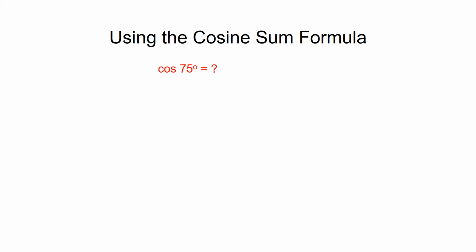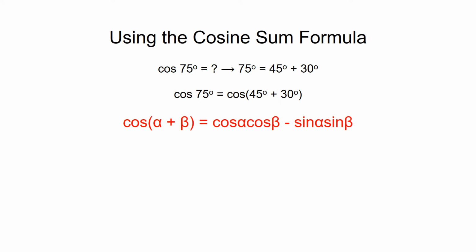We can use these formulas to solve many problems. For example, let's say we would like to determine the cosine of 75 degrees. We know that 75 degrees is equal to 45 degrees plus 30 degrees, and that the cosine of 75 degrees is equal to the cosine of 45 plus 30 degrees. We can use the sum formula for the cosine function to find the answer, by substituting 45 degrees in for alpha and 30 degrees for beta.